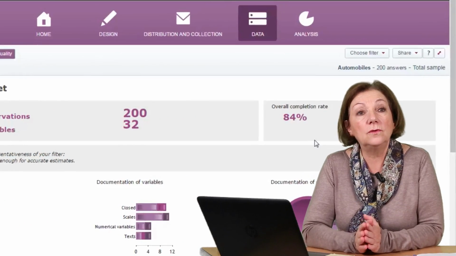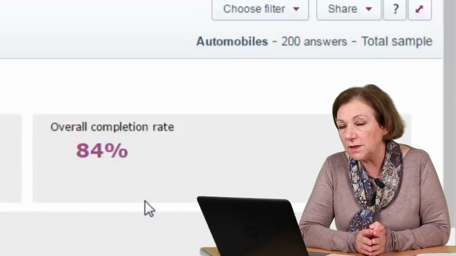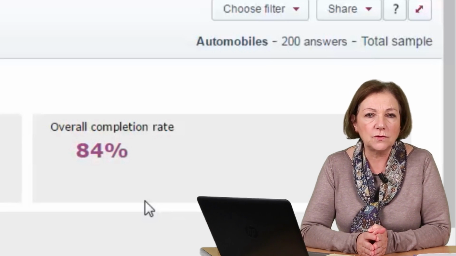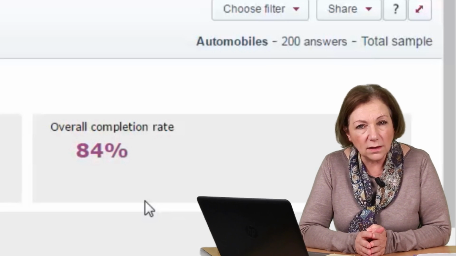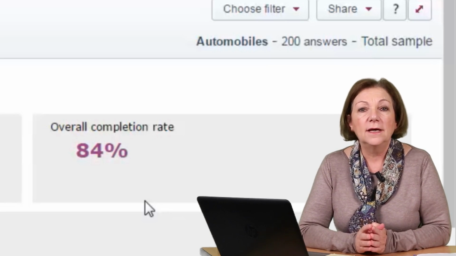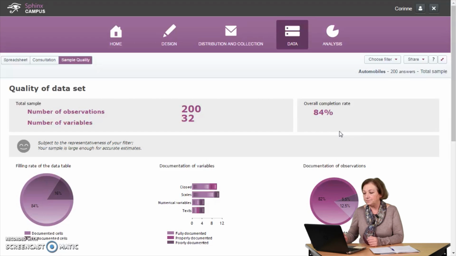And as you know, non-responses are something that we have to be concerned about, because if we have a high non-response rate, it means that the quality of the data is not very good, and therefore that we have to be very careful when we analyze the data.